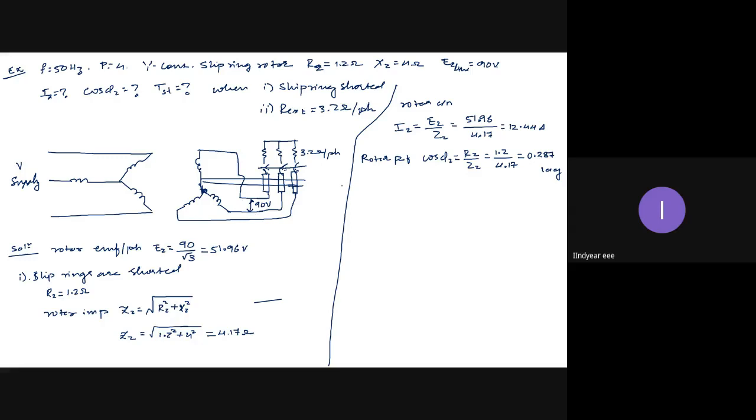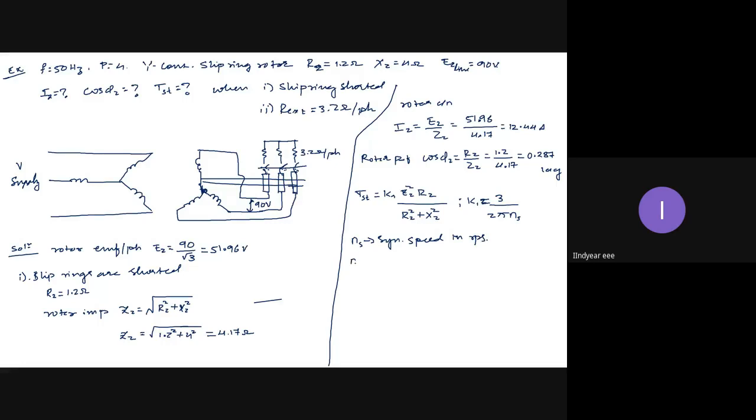Then TST is equal to K1 E2 square R2 divided by R2 square plus X2 square, where K1 is 3 divided by 2 pi ns, where ns is the synchronous speed in RPS.